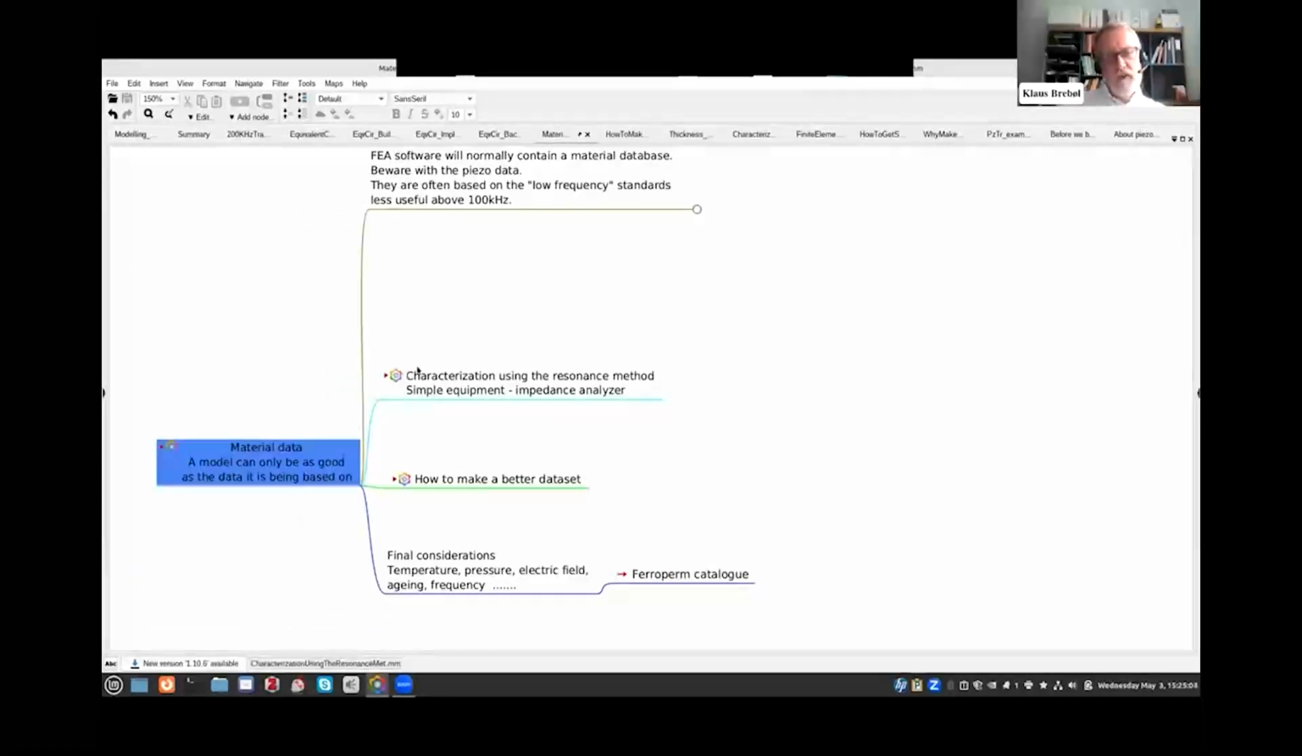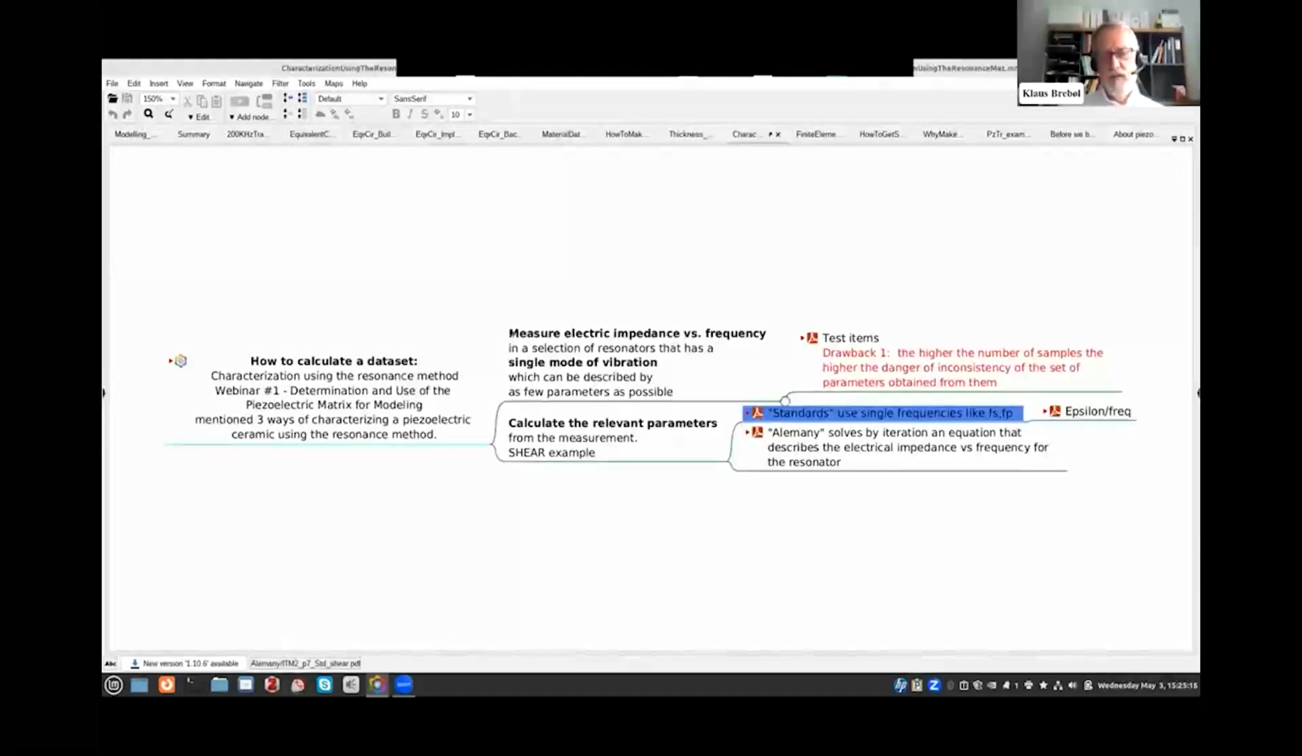And the normal way to characterize this is to use what we can call the resonance method, because you only need an impedance analyzer or something even more simple to measure impedance, and then you can do it. You measure the electric impedance versus frequency in a selection of resonators that has a single mode of vibration, which can be described by as few parameters as possible. And then afterwards, you can calculate the relevant parameters.